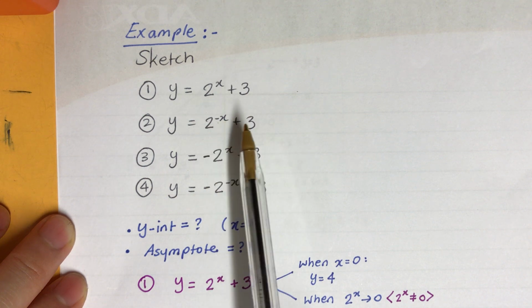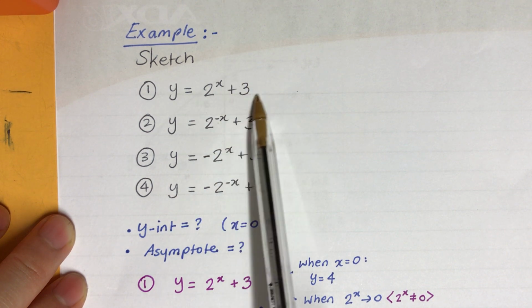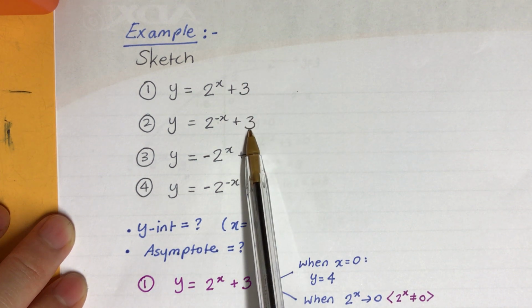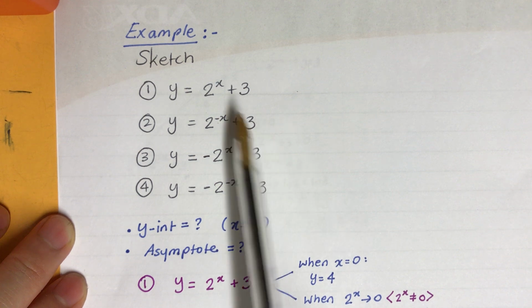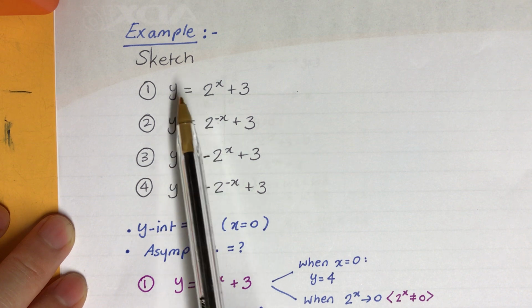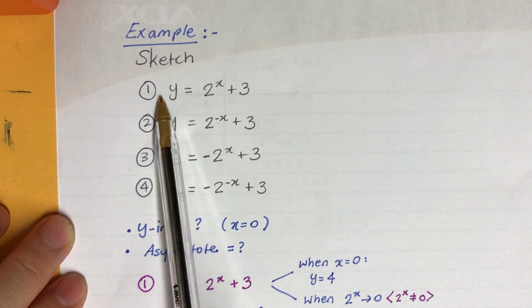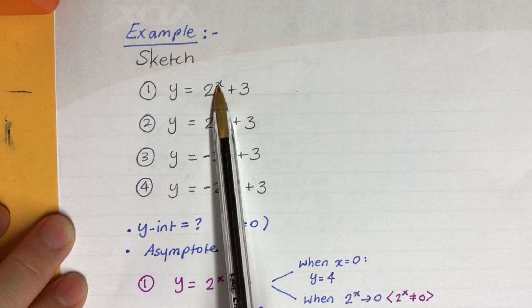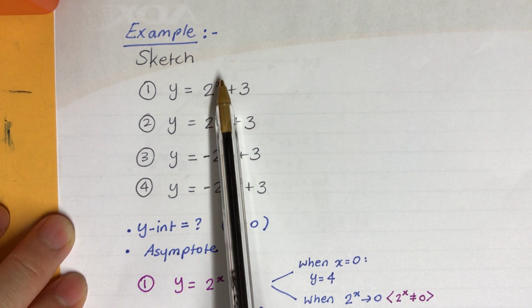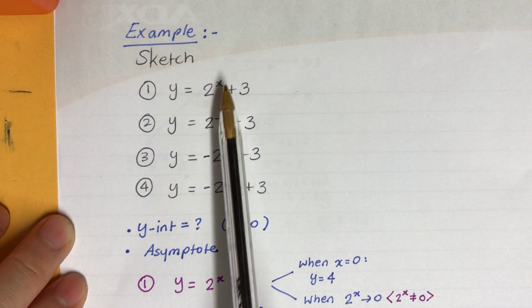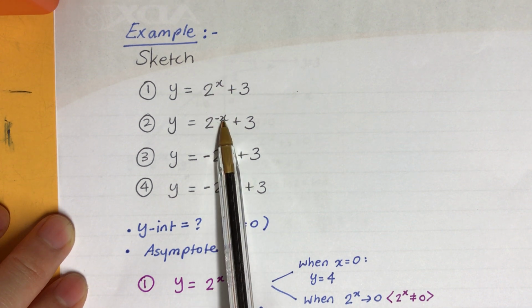So we need to think about this. The constant part is actually indicating whether the graph is going up or down. In this case, all of them are pushed up by 3. Now let's test our memory here. So 1 and 2, what's the difference between the two of them? It's the power, isn't it? One is a positive power, one is a negative power. That means it's reflected about the y-axis.